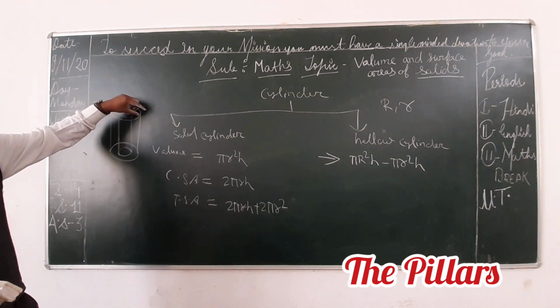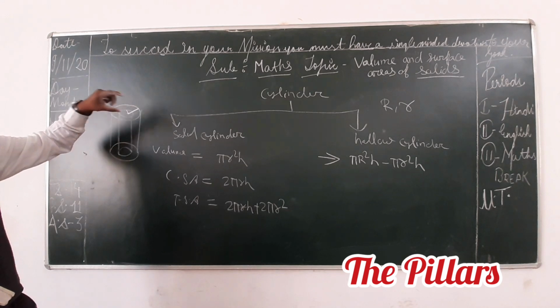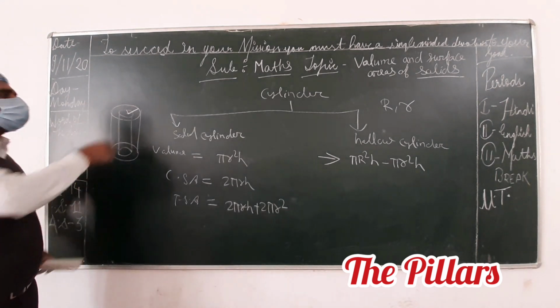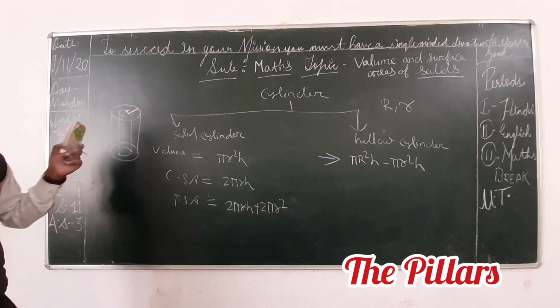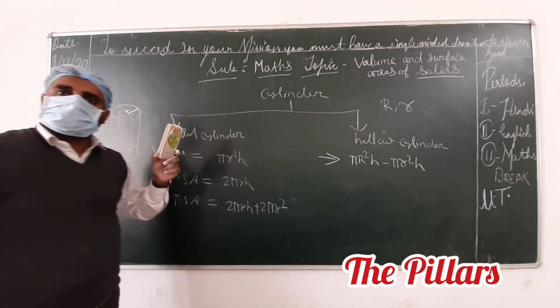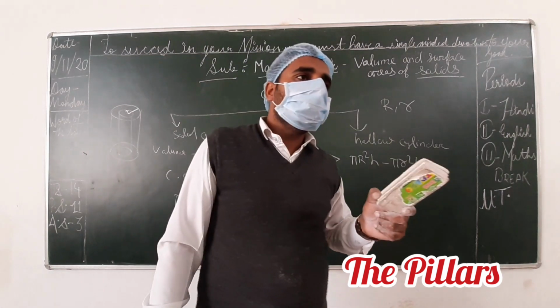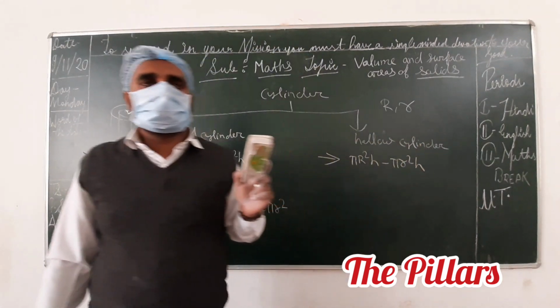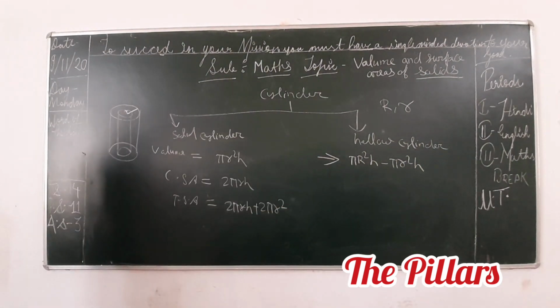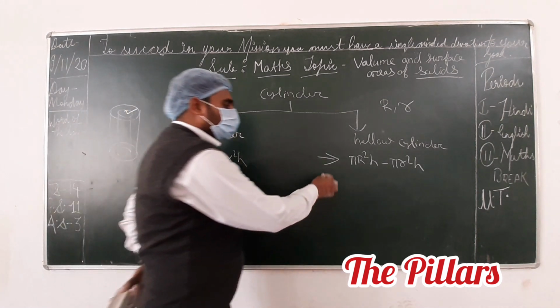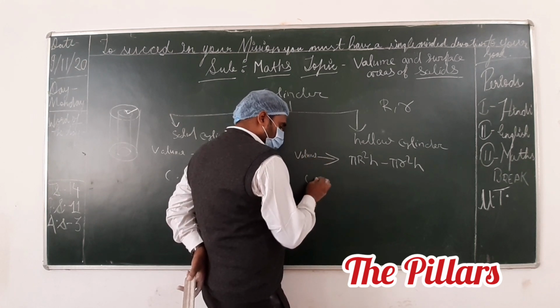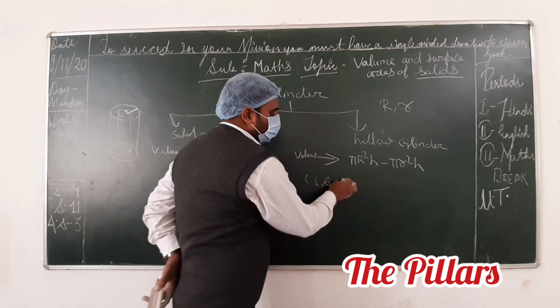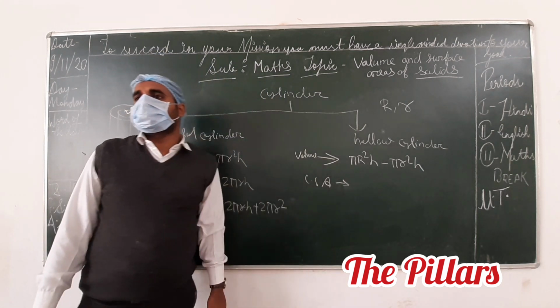Whenever you include the thickness of the material, that is the capital R, and whenever you remove the thickness of the material, that is the small r. It means the outer radius is capital R and the inner radius is small r. Till here, is it okay for everyone? Yes. After that, this is the volume of the hollow cylinder. After that, we will discuss the curved surface area.